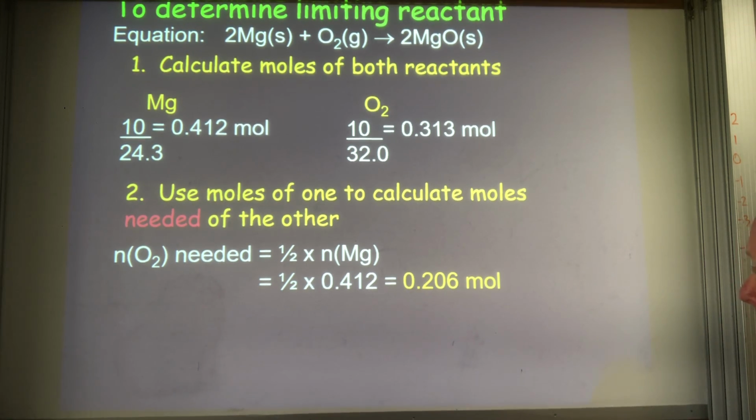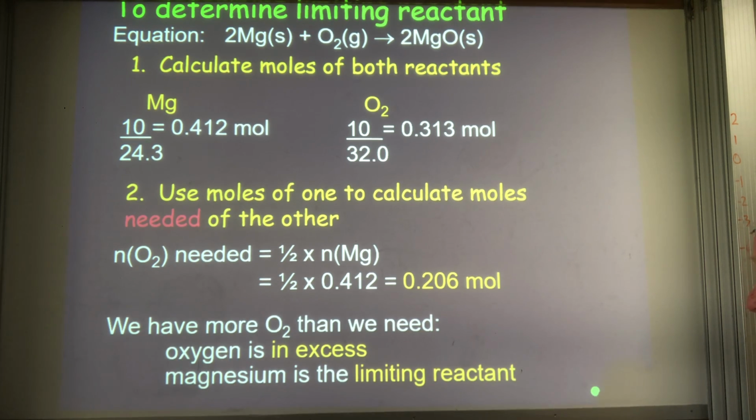That means when the magnesium runs out, that's when the reaction will stop, because there's still more oxygen. It's going to be the magnesium which determines how far the reaction goes. So magnesium is the limiting reactant. There is oxygen in excess.